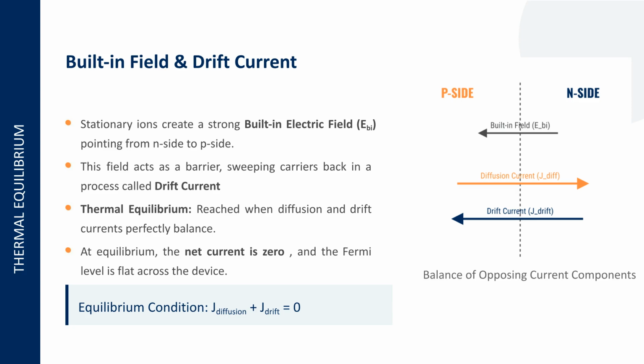Very quickly, the device reaches a state of thermal equilibrium. At equilibrium, the diffusion current trying to push charges across the gradient is perfectly balanced by the drift current sweeping them back. The net current is zero. But we have successfully established a built-in electric field, which is the exact asymmetry we need to separate photo-generated charge.